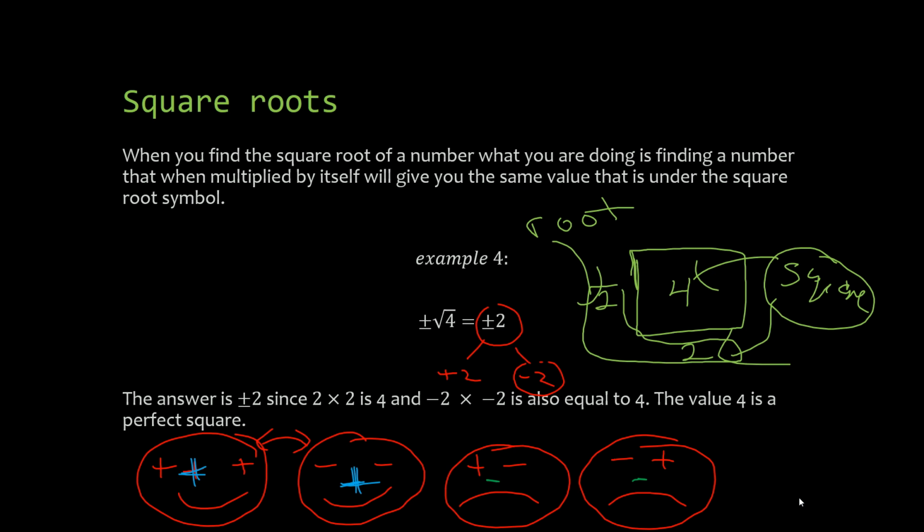Now, what we will call this is a perfect square. The reason we call it a perfect square is because when you find the square root of it, you're actually able to determine the value. So notice we were able to determine that the square root of 4 is simply 2.